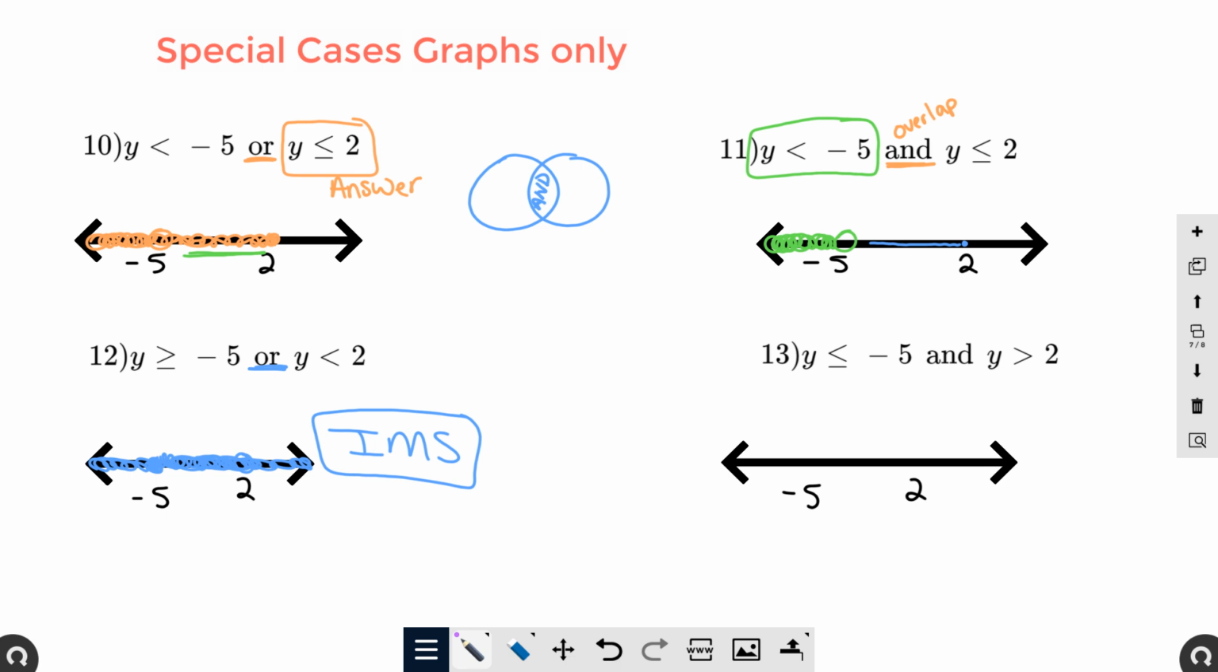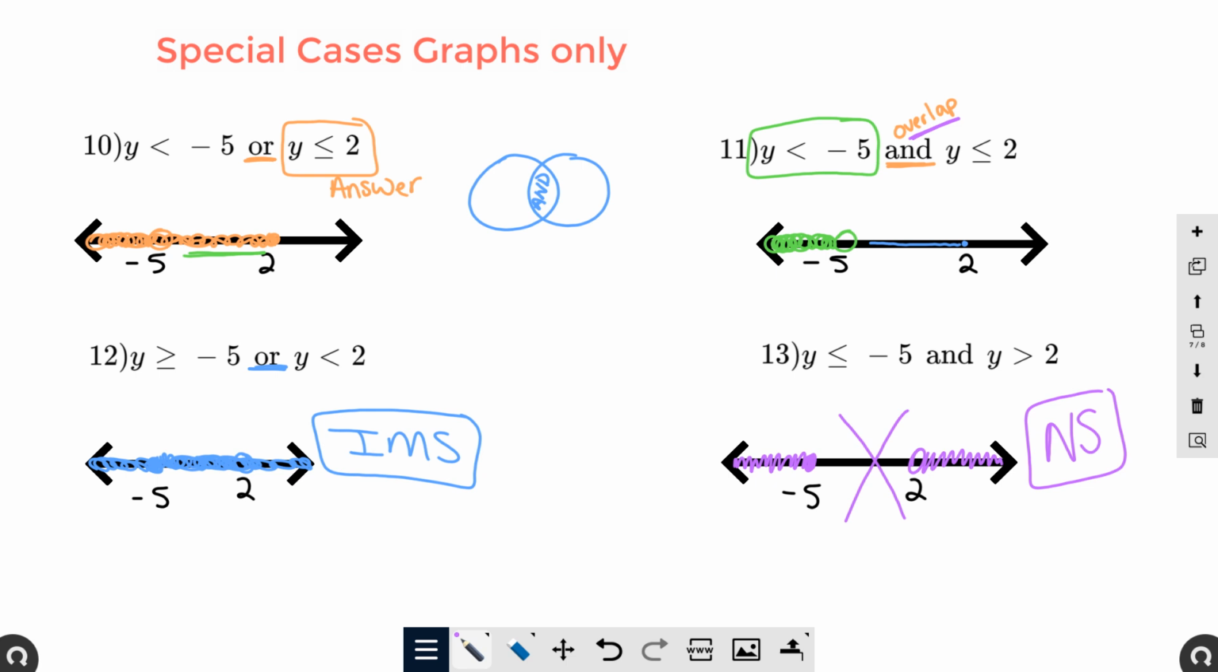Okay, let's do our last one. So our last one says y is less than or equal to -5. So what do I do? Closed circle, shade left. Y is greater than 2. Open circle and shade right. Well, this is shading like an "or" problem. Remember, with "and" we're looking for the overlap. Did these overlap any at all? So my answer is no solution. So remember, for "and," look for the overlap.